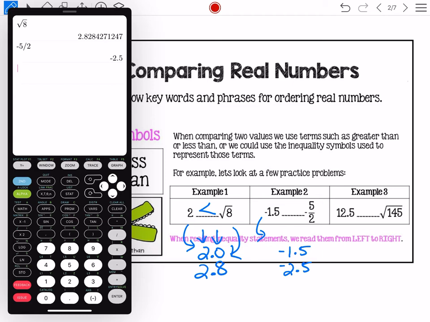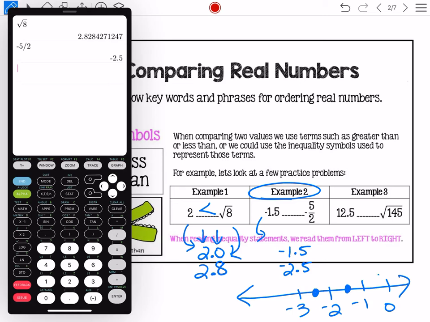One thing, though, that I do want to remind you of, and this is important for example number 2. If you notice, both of them are negative. So now we're looking at the opposite side of 0. And just as a quick reference, if we're looking here, this is the negative side of the number line. Okay, if I plot these numbers, negative 1.5, which is here, negative 2.5, which would be here. Now, remember though, these are negatives. So as we're moving further and further from 0, we're getting smaller and smaller.